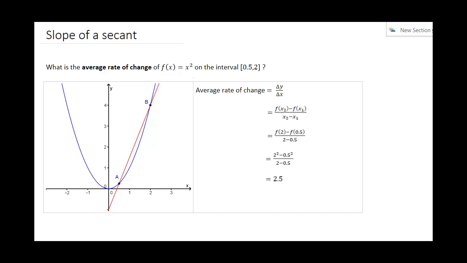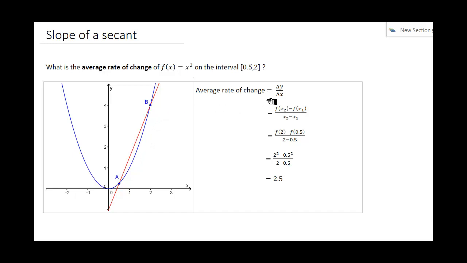The average rate of change of a function over an interval is the slope of a secant line that joins the two endpoints of the interval. In this example, we have the x squared function on the interval from 1/2 to 2, and the points a and b are showing x equals 1/2 and x equals 2. So the red line is the secant line.